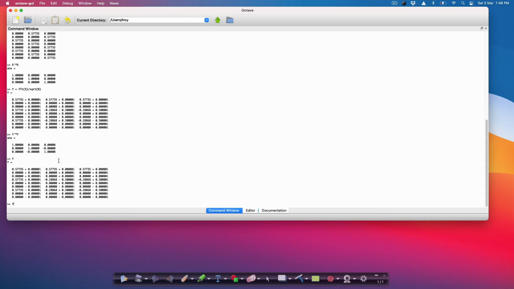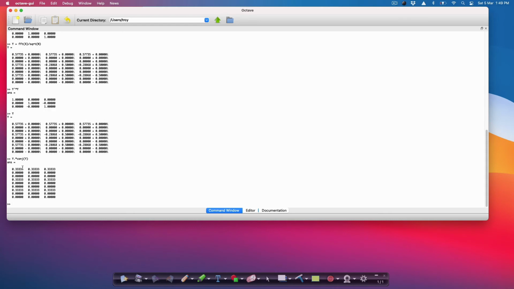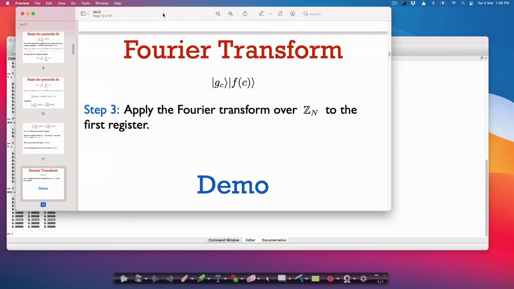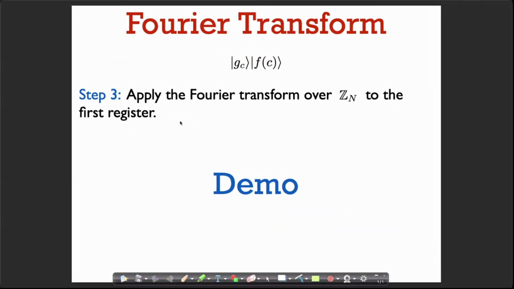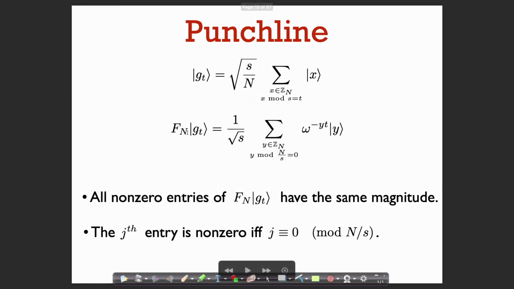If we look at the inner product of y with the conjugate of y, you see that the magnitude of every entry is the same. This is going to be a general property of the Fourier transform of one of these GT vectors. So if we go back to our slides, in general, what is the Fourier transform of GT going to look like?